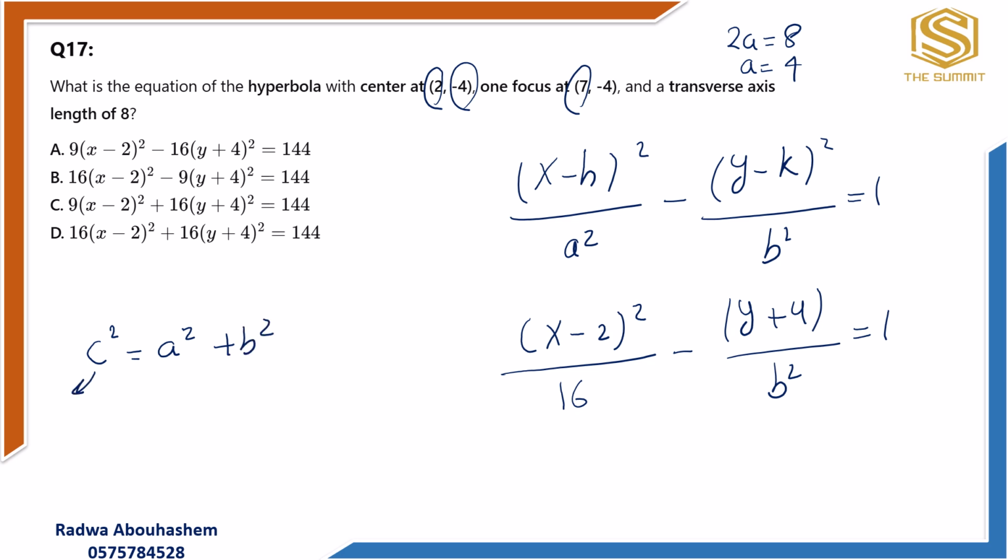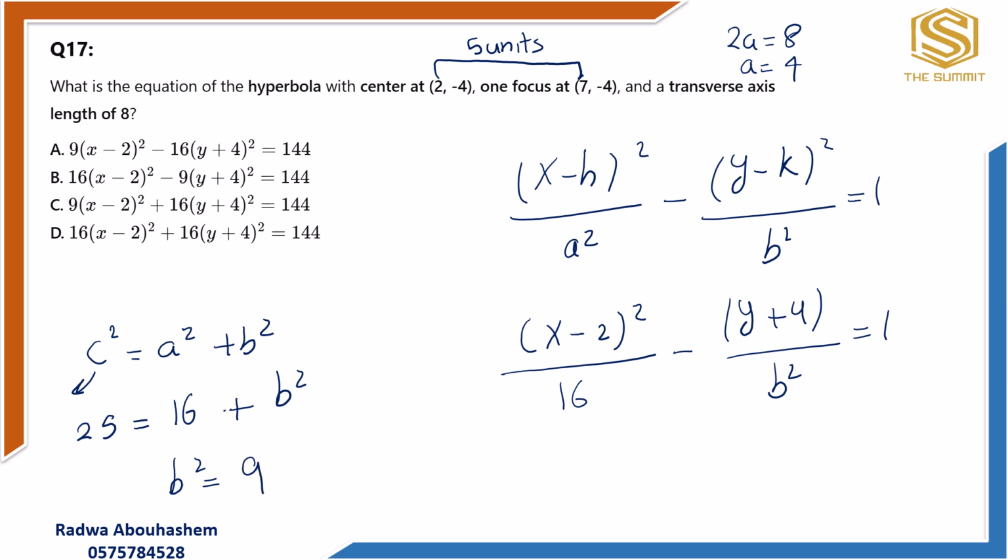And what is the c? The distance between the center and the focus. As you see here, it's moving from 2 to 7, so just 5 units. So this means 25 equals a power 2, which is 16, plus b power 2. So this means that b power 2 equals 9. So I'm going to erase this one here and write 9.